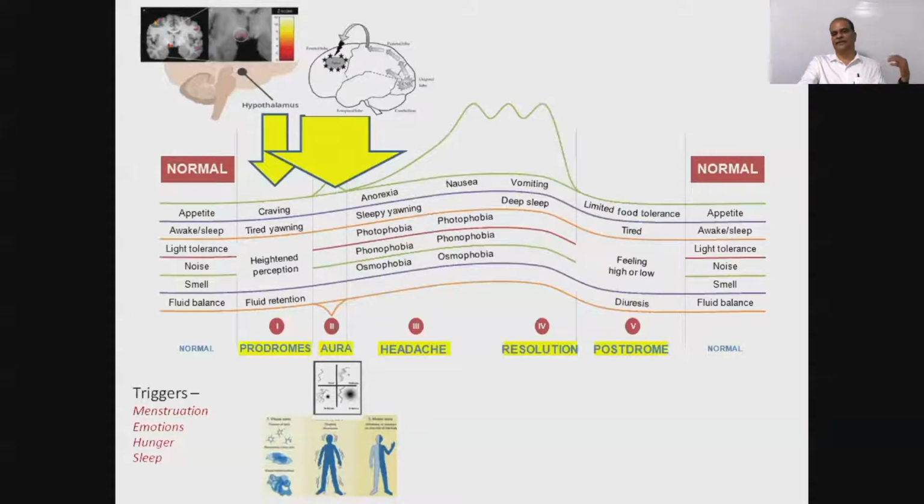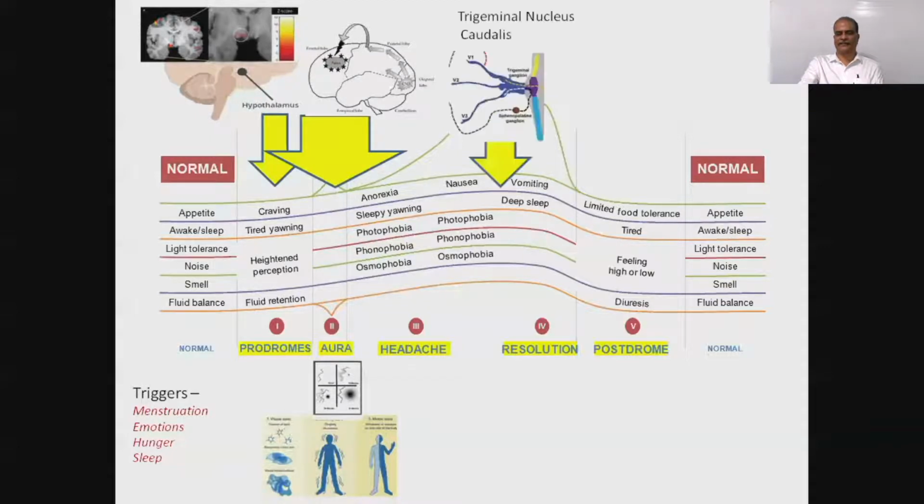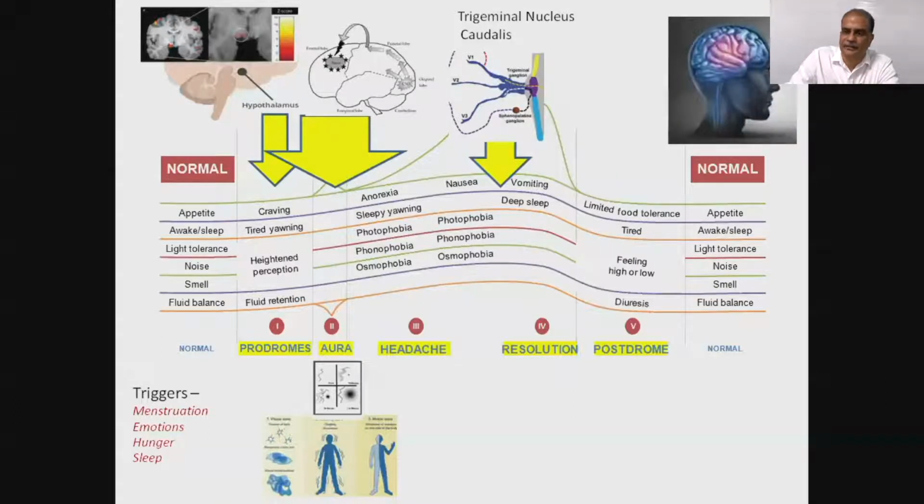Then what happens is, when this spreading depression finally reaches your trigeminal nuclei, it activates the nuclei, especially the trigeminal nucleus caudalis. This activation of the trigeminal system is what causes the headache, and then the patient becomes normal. And what you should know is, these patients with migraine, even in the normal state, may not be fully normal.